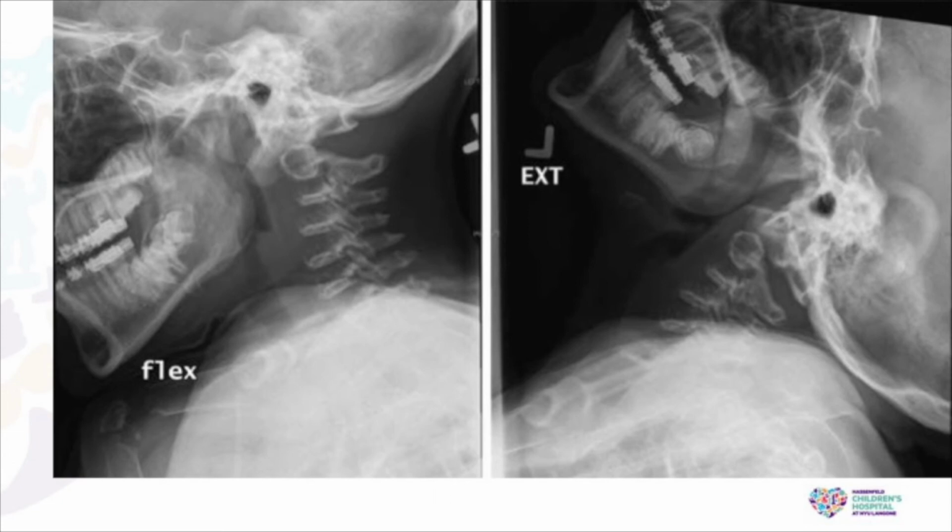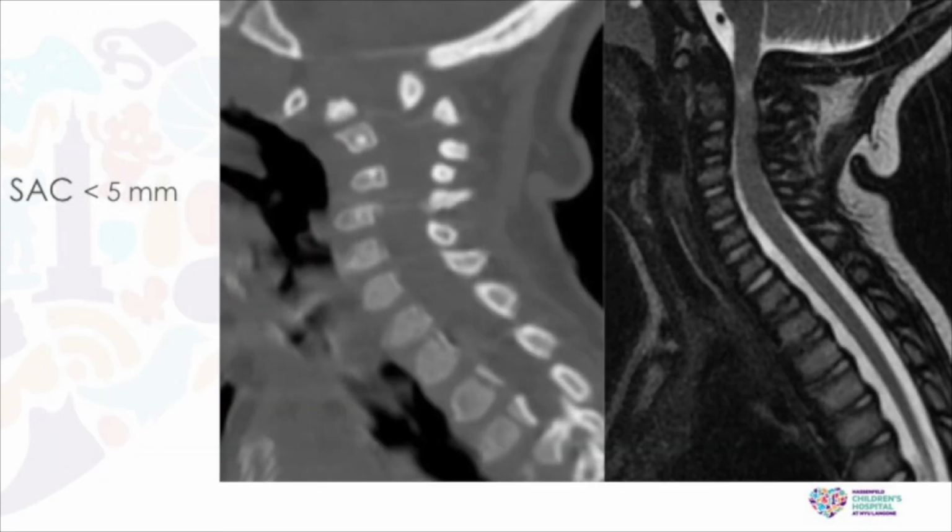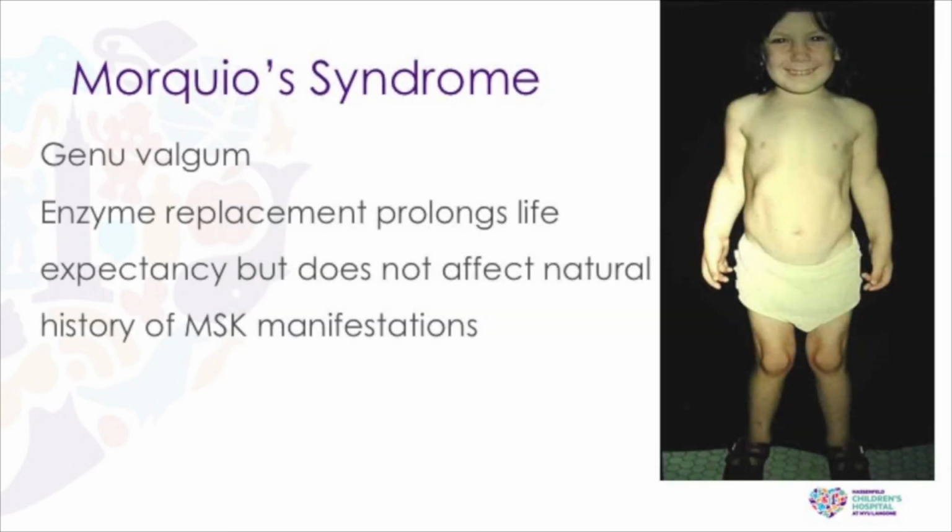An atlantodens interval greater than 3.5 millimeters is considered unstable, but more than 10 millimeters is an absolute indication for surgery consisting of stabilization. It should be noted that the so-called space available for the cord can be significantly decreased in these patients without causing significant clinical impairment, but an indication for surgery is a space available for cord less than 5 millimeters. Another difference between Morquio's syndrome and achondroplasia is the fact that Morquio's patients tend to develop genu valgum, whereas achondroplastics tend to develop genu varum.